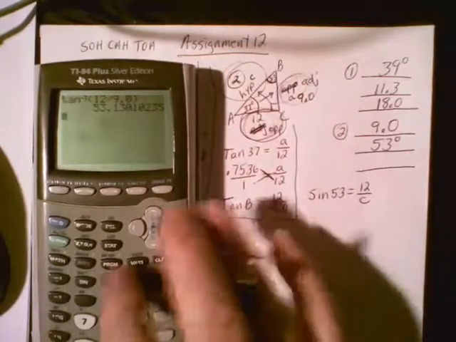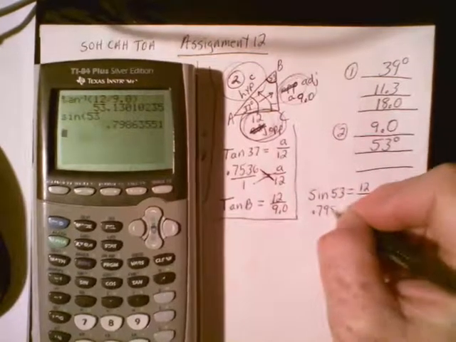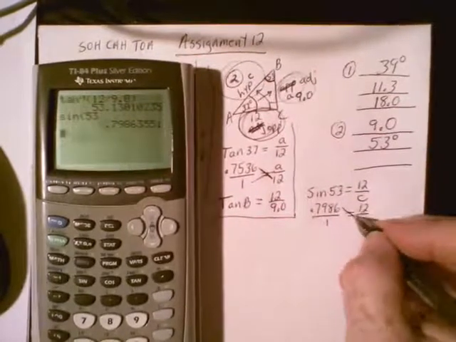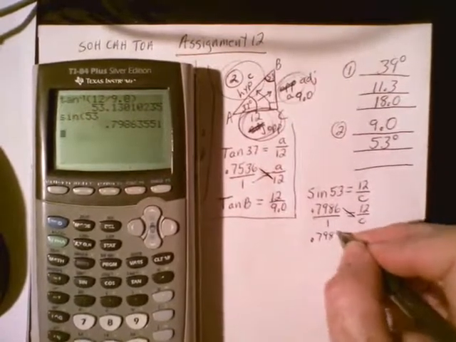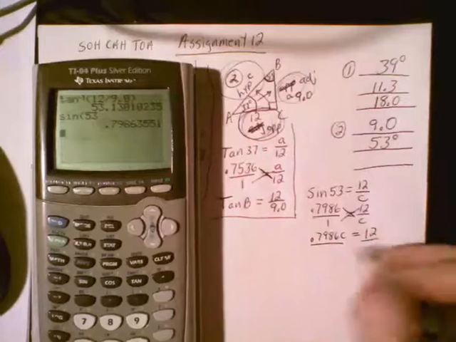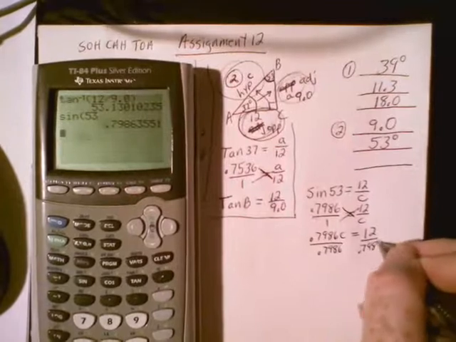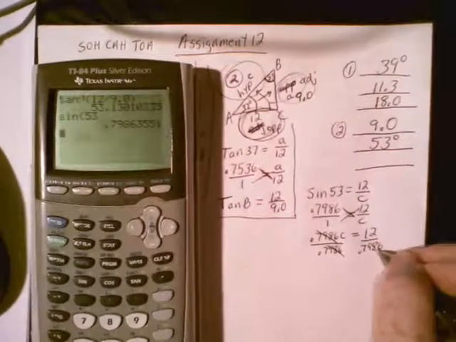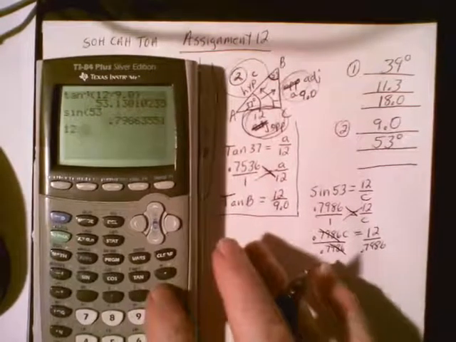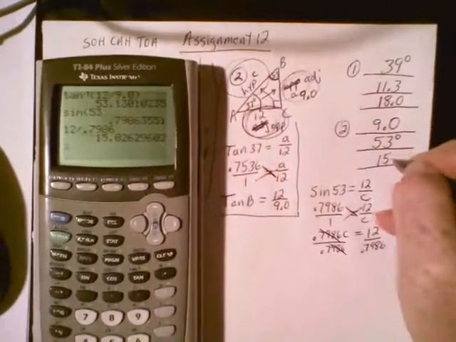Grab your calculator and you hit sine 53. It comes up to be 0.7986. Put a 1 under that. 12 over c. We cross multiply, we get 0.7986 times c equals 12. You're going to divide both sides by 0.7986. Remember, when you're dividing by a number like 0.7986, then your number is going to get bigger. 12 divided by 0.7986, and we get 15.0.